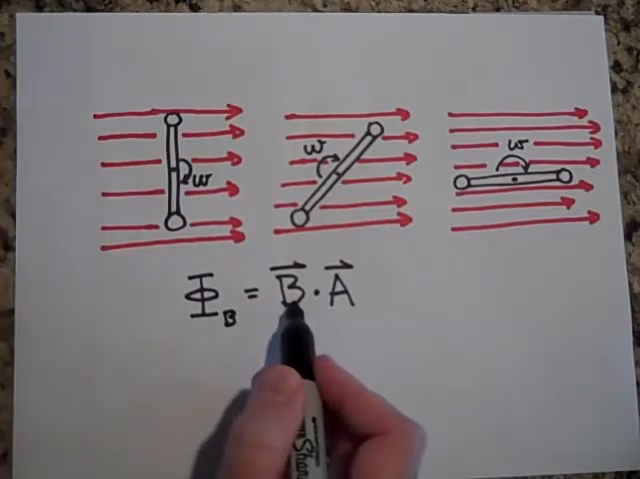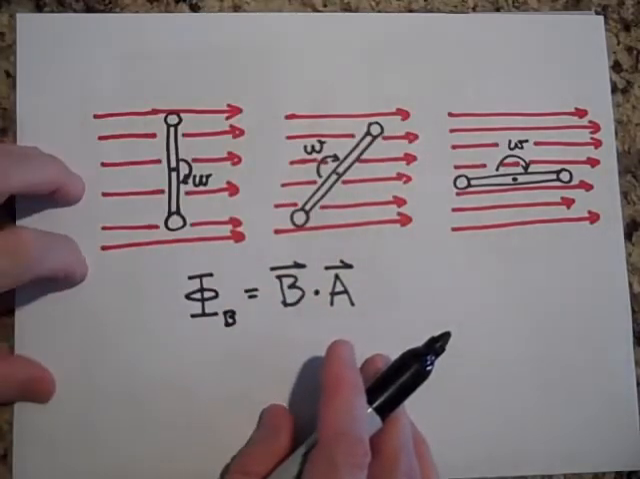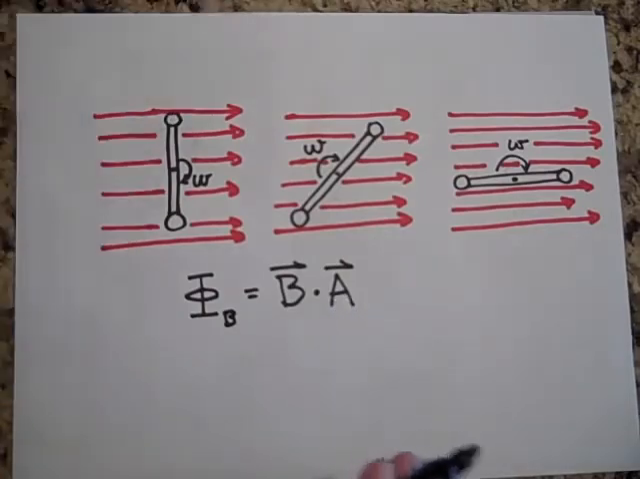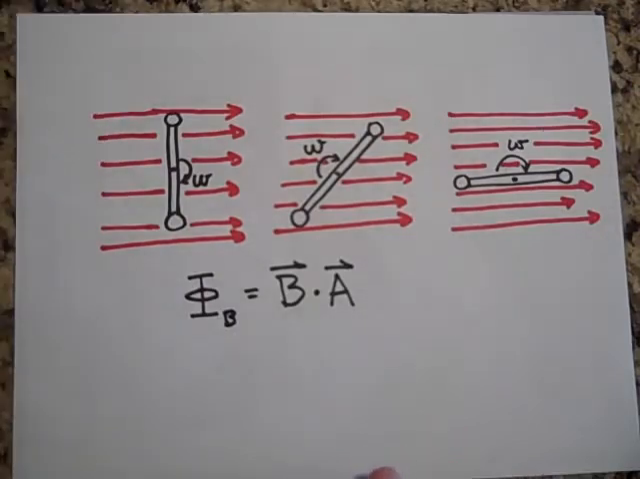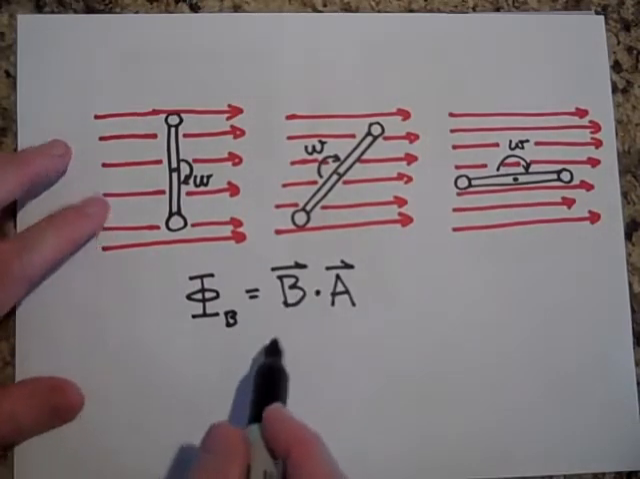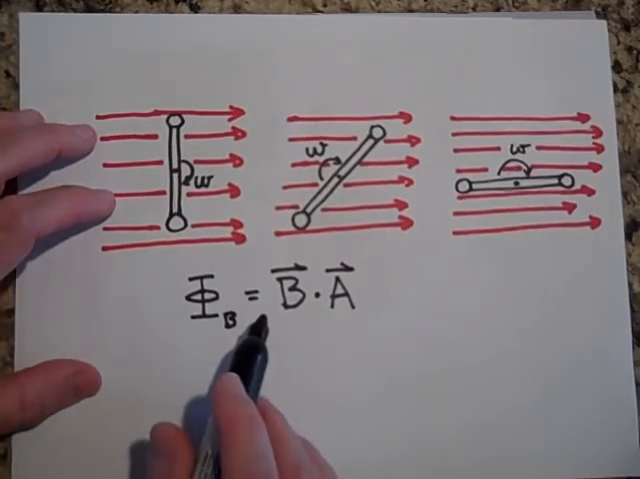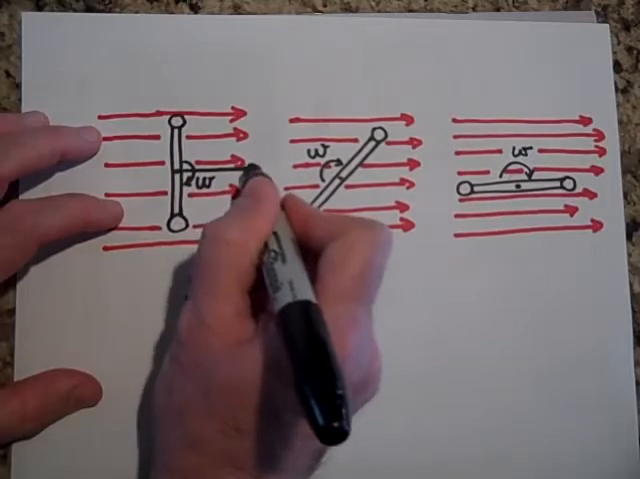Now, is the B changing? No, the B is always uniform in my setup. Is the A changing? No, the area of the hoop is not changing. It's always the same area. What is changing is the orientation that the hoop makes with the field, and that's how you're changing your flux. I want you to see that in this case, the A will be this way.